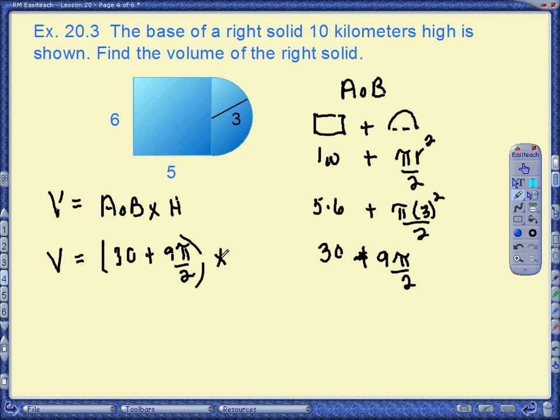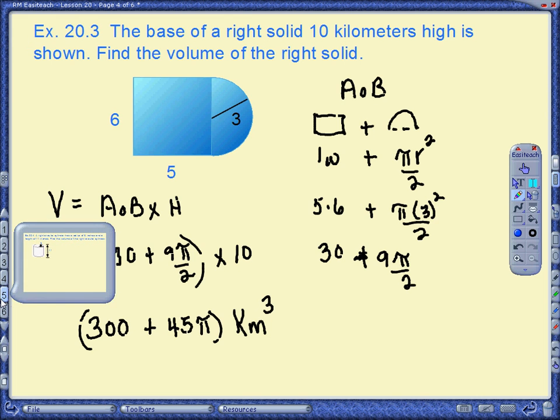We're told that the height is 10. We're going to use the distributive property now. We're going to multiply each thing in the parentheses by 10. 10 times 30 is 300. 10 times 9 over 2 is going to be 45 pi. And you can verify that on your calculator. You don't have to multiply by the pi if you're leaving your answer in pi. And kilometers is our unit. And we put the cubed because we're finding volume. How many cubic kilometers can fit into a right solid of that shape?